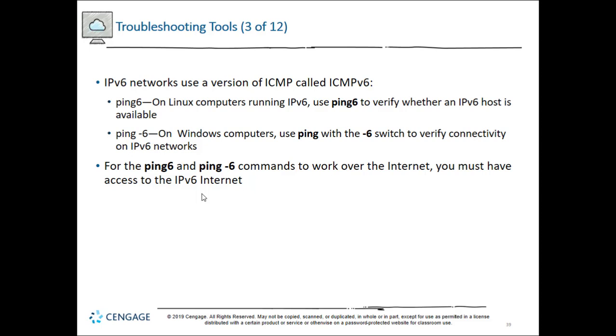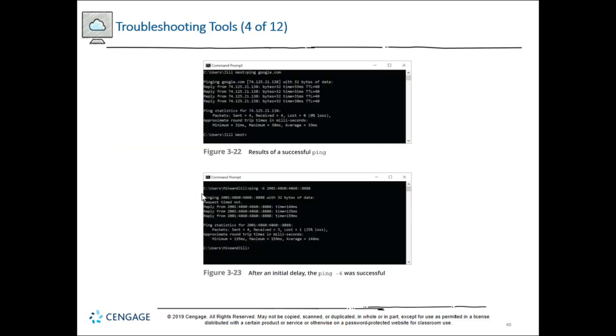The same thing works on IPv4 as it does with IP version 6. The big difference is you just want to use ping6 on a Linux machine, or you can do a space -6 on a Windows machine, to be specific. And there's just some examples of how it would look.